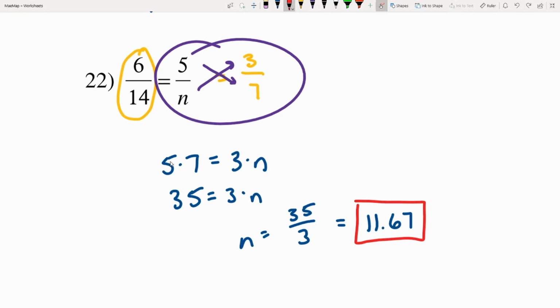And with that, we wrap up this proportions worksheet. If this was your first introduction to proportions, hopefully you learned a lot and were able to take away from this video. If you've worked with proportions before, hopefully I showed you a couple new tricks and ways to think about proportions.